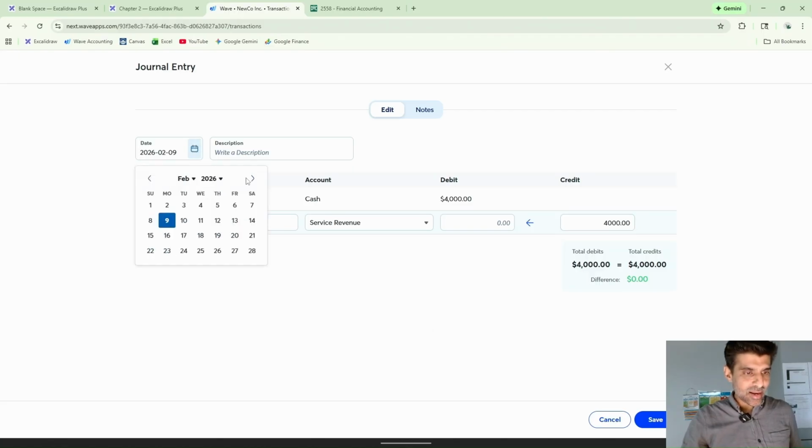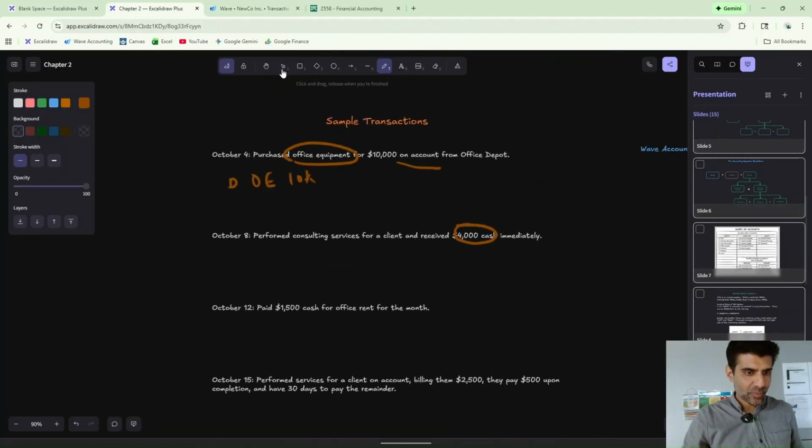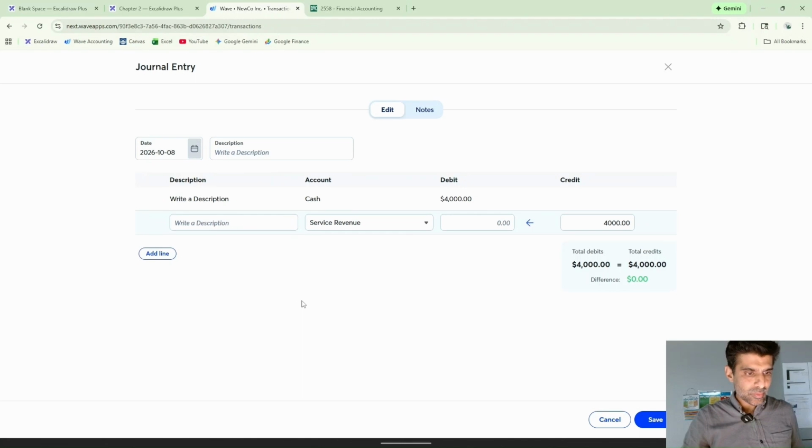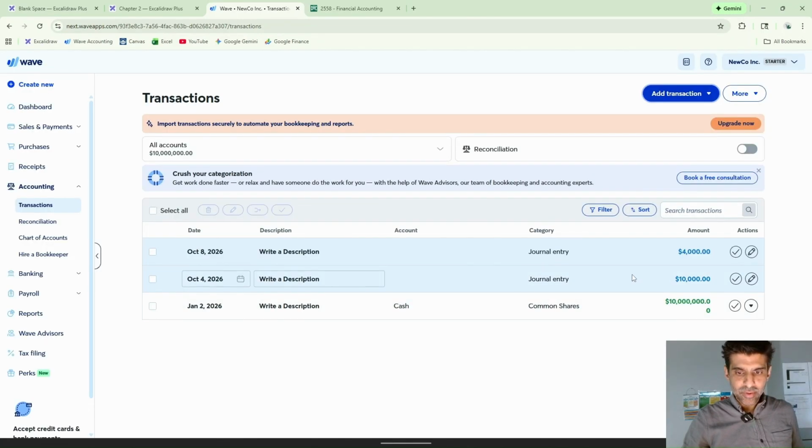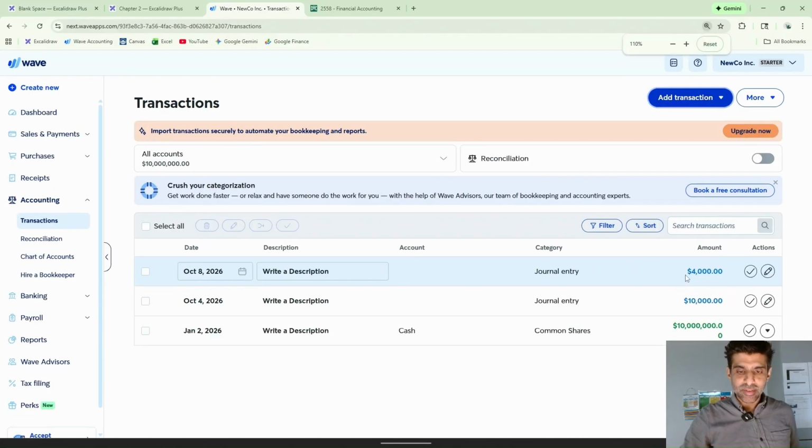Again, now that my credits and my debits are equal, it's going to allow me to save this. And then let's make sure the date. I think it was October 8th. Okay, so now I'll save this. Okay, so you can see now this transaction ledger is keeping track of all the transactions. So this journal entry 4,000 is going to appear here. And yeah, I could write service revenue, or you can maybe say your client name, client X. Okay.